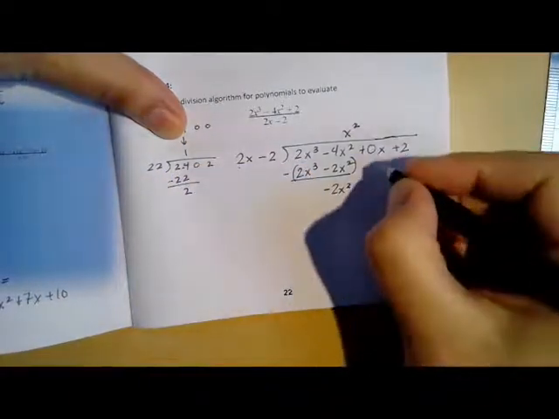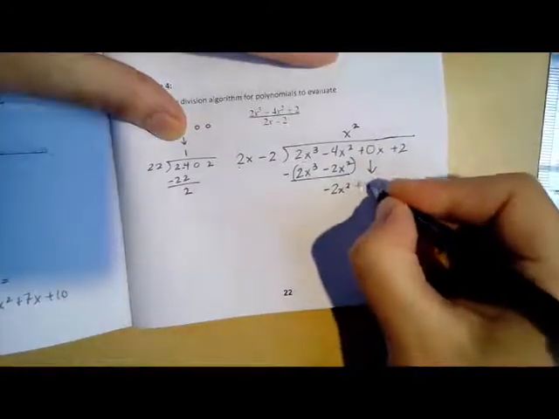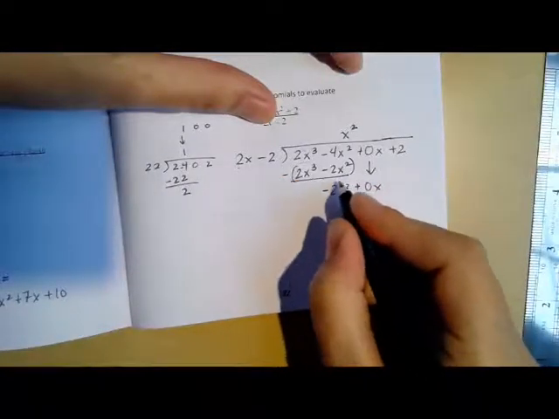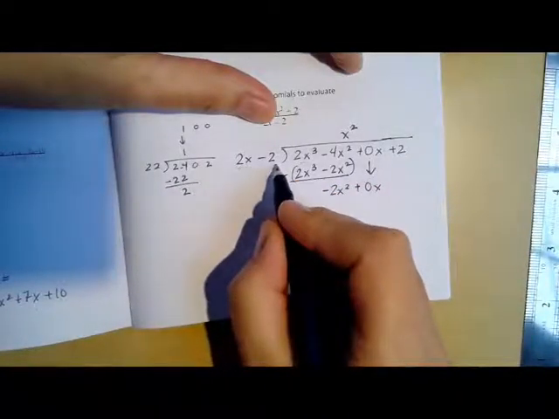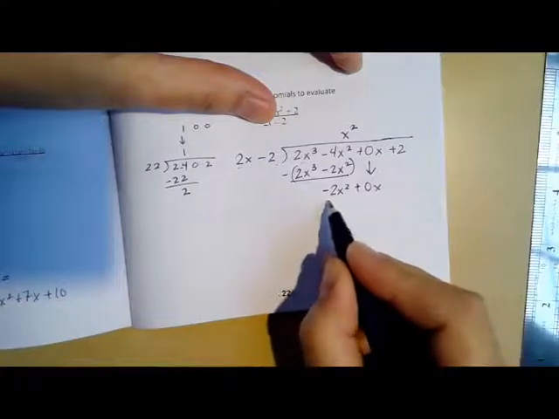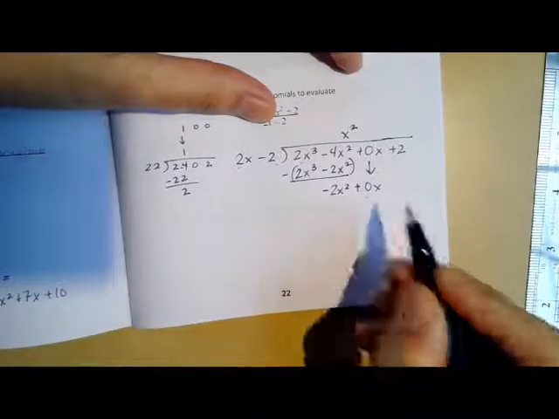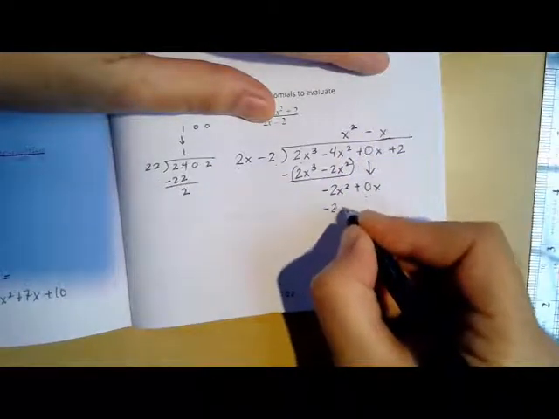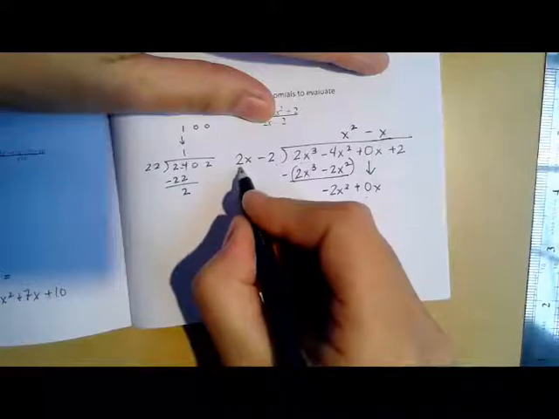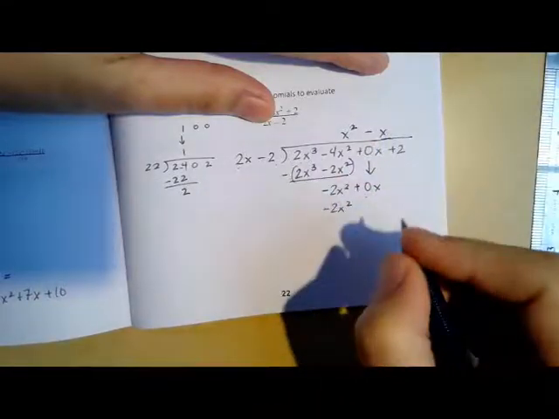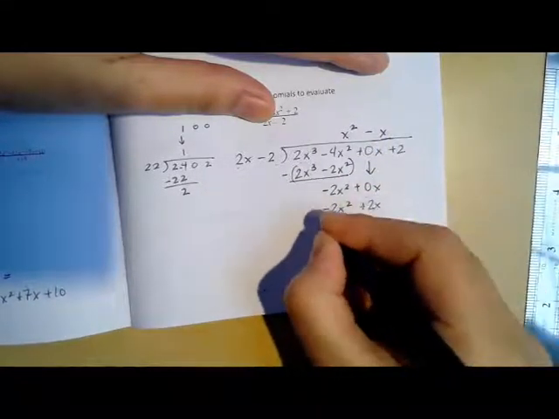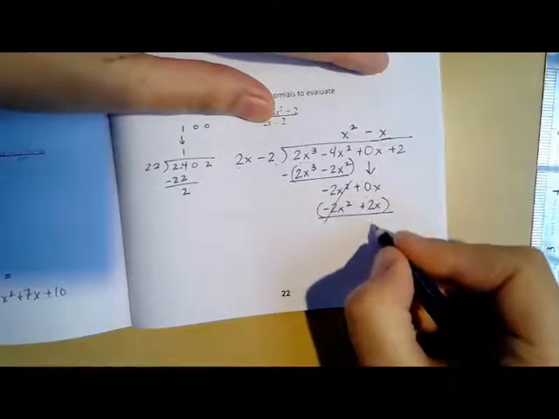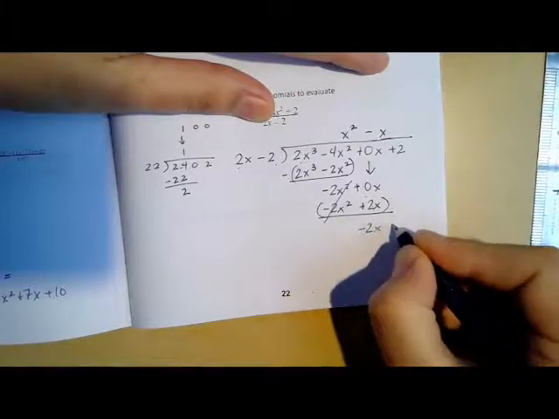Then we bring down the next term. Notice it's a placeholder term because there's no x there. Then we ask ourselves, what times 2x minus 2 would give us negative 2x squared? That would be a negative x. So negative x times 2x is negative 2x squared. Negative x times negative 2 is plus 2x. Subtract. These two will cancel, and 0x minus 2x is minus 2x. Bring down the last term.